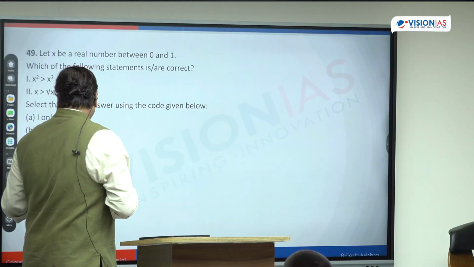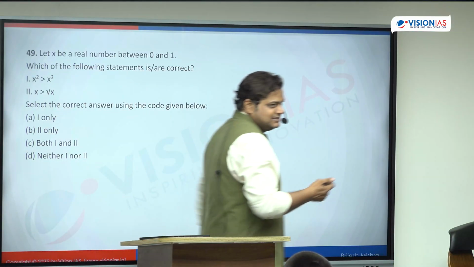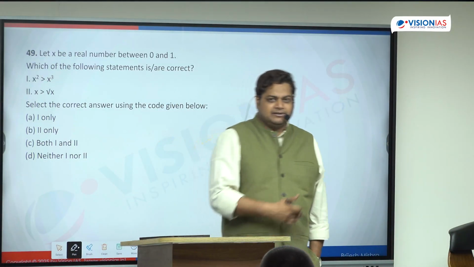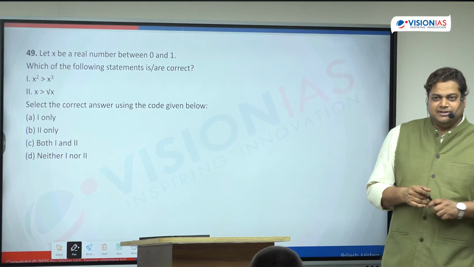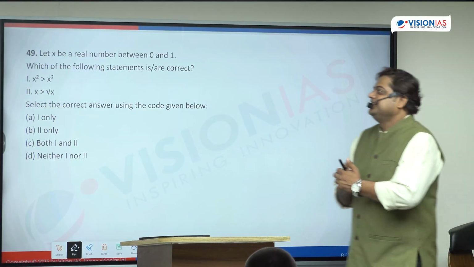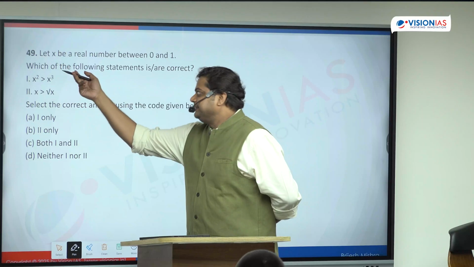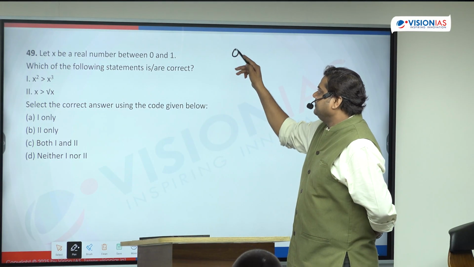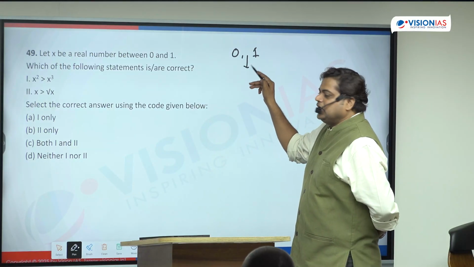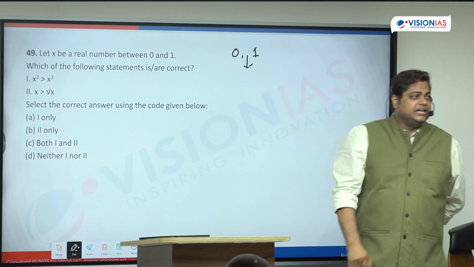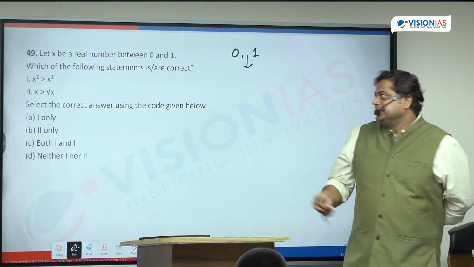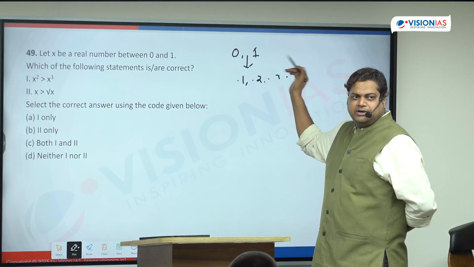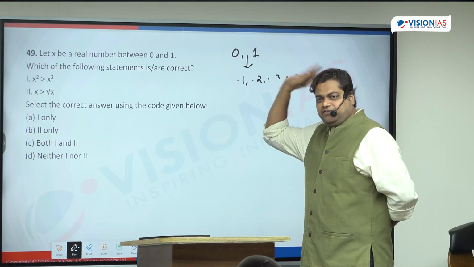See this question. Real numbers. So it seems this year they have asked about real numbers. Next year they will ask about imaginary numbers. No, that will not happen. Imaginary numbers they will not ask. But let's see here. Let x be a real number between 0 and 1. If I ask you, between 0 and 1, how many real numbers are there? Infinite real numbers. It can be like 0.1, 0.2, 0.3, 0.5, 0.11, 0.22, 0.33, this way. So many numbers we can have, infinite numbers.